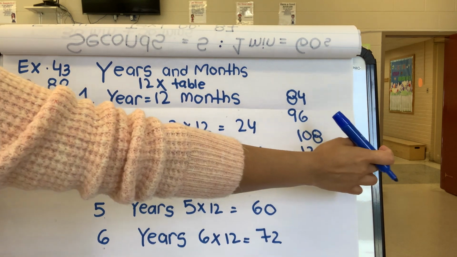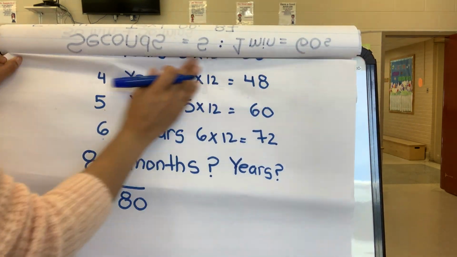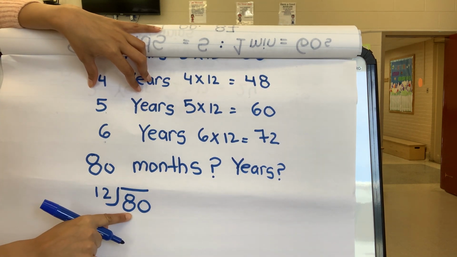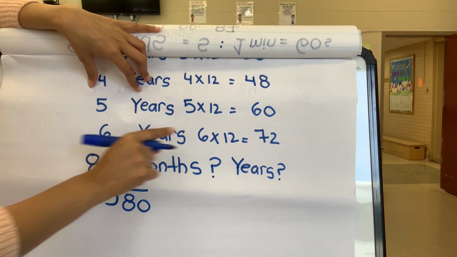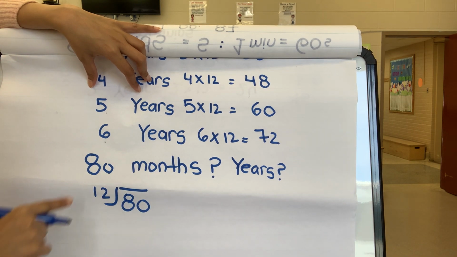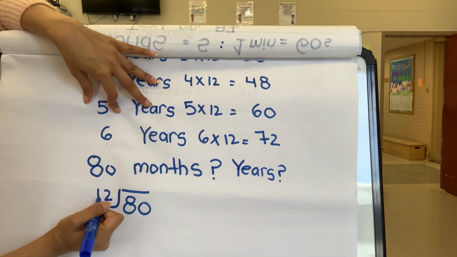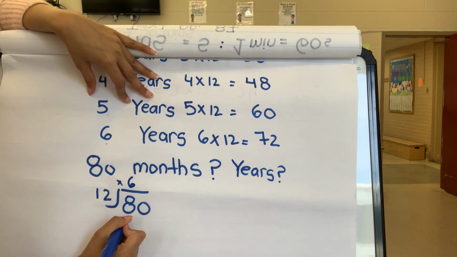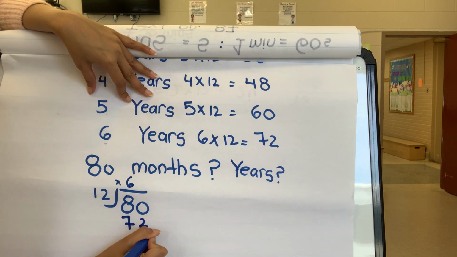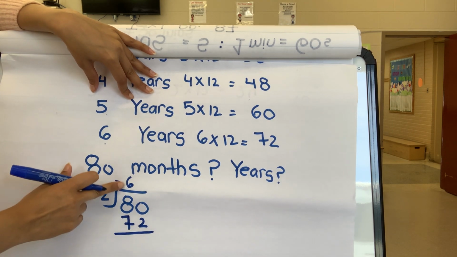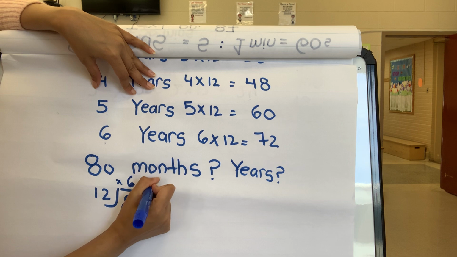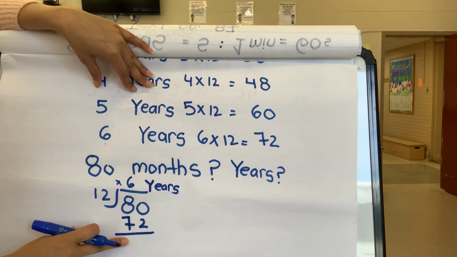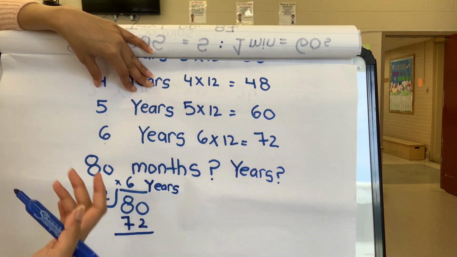And I am not looking for anything that is bigger than 80. So 7 times 12 would be 84. That's bigger than 80, right? So I'm going to stick to 6 times 12, which gives me 72. Now your quotient will be your years, and your remainder will be your remaining months.